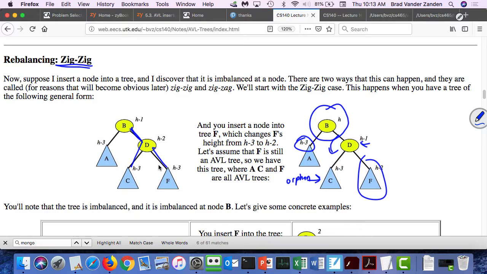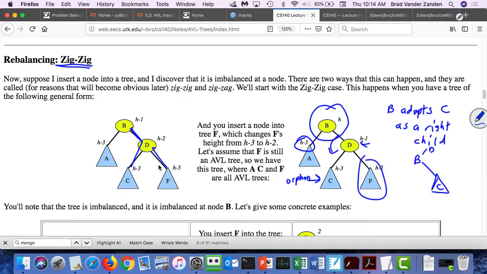Okay, and again, that works fine. C is already somewhere to the right of B, so everything in C is greater than B. So it's fine if we make C be a direct right child of B. And also, it's okay to make B be a left child of D because D is to the right of B, therefore B is less than D. And we can put B as a left child of D.